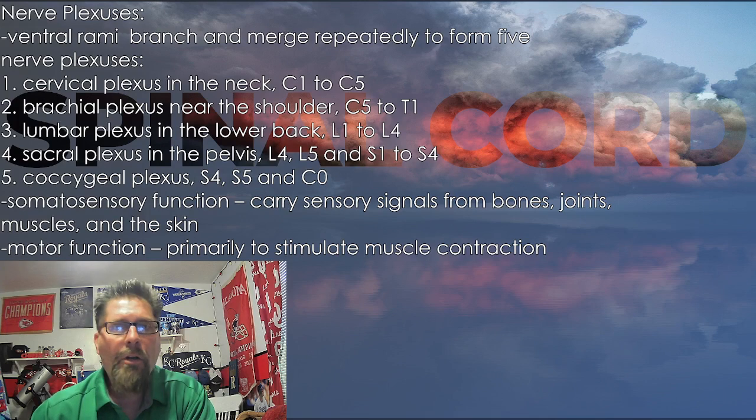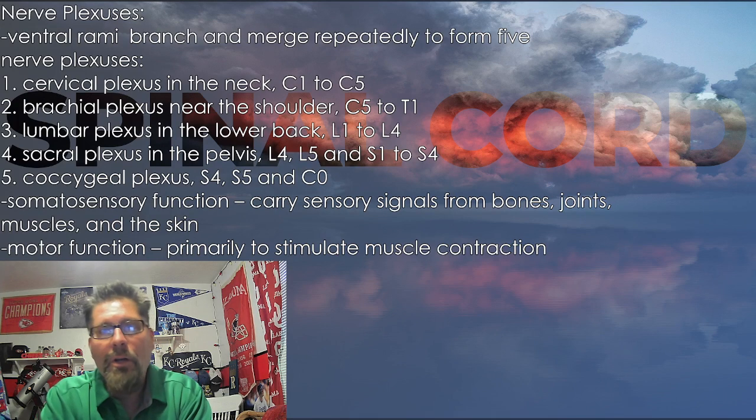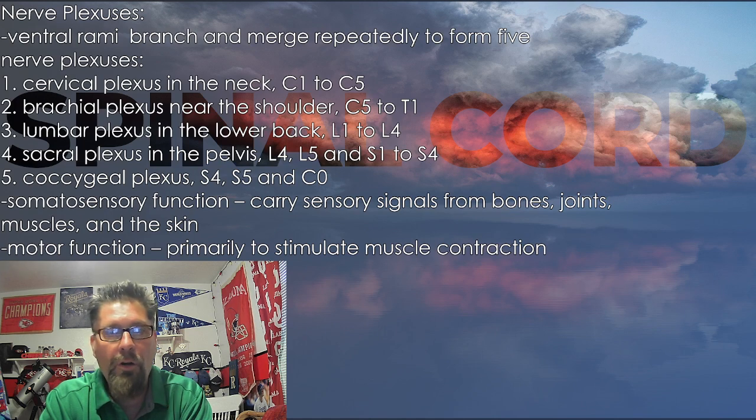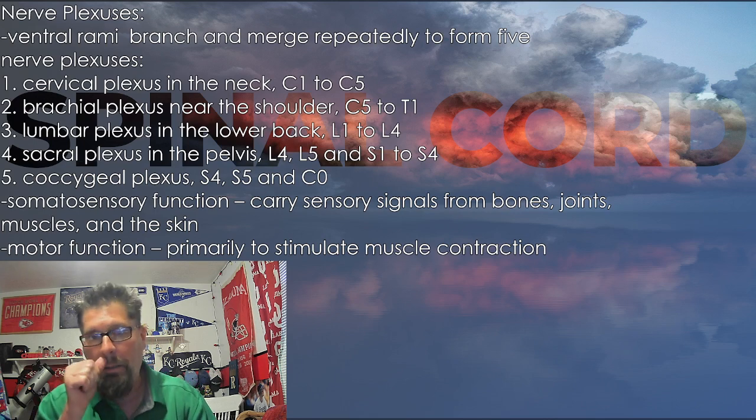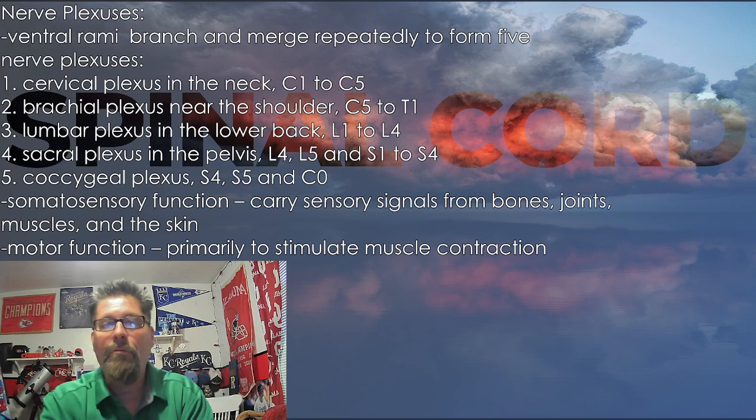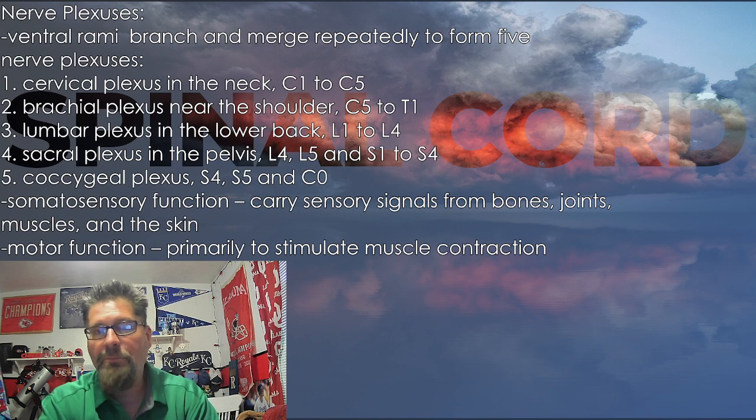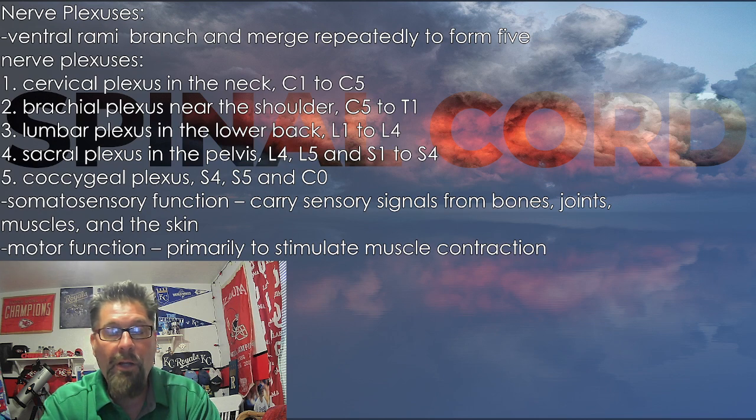Alright, so when we're talking nerve plexus, let's first set up the idea of what we're talking about. A plexus is simply a collection, a network of all the nerves in that region. And when we say region, we're talking about coming off of each vertebra and then expanding out to all the areas that vertebra is responsible for supplying nerves.